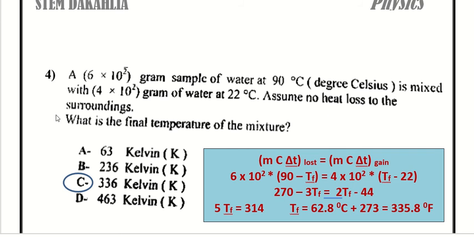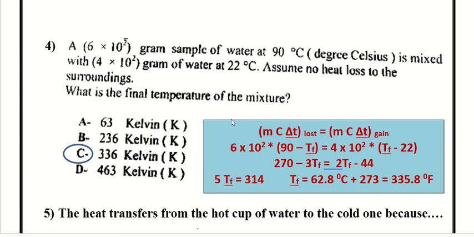Question number 4. 6 times 10 to the power 2 gram sample of water at 90 degrees Celsius is mixed with 4 times 10 to the power 2 gram of water at 22 degrees Celsius. Supposing no heat is lost to the surroundings, what is the final temperature?